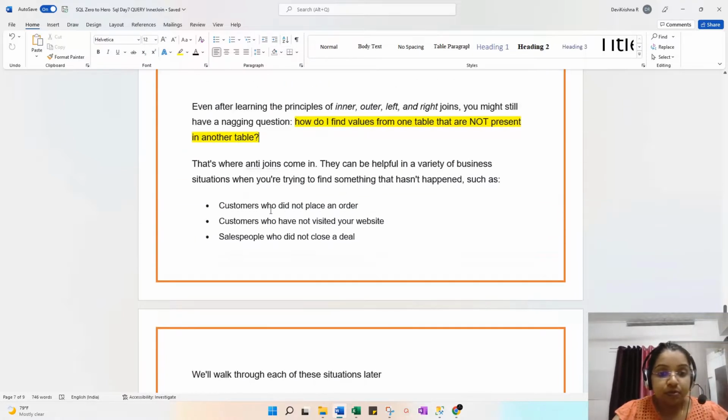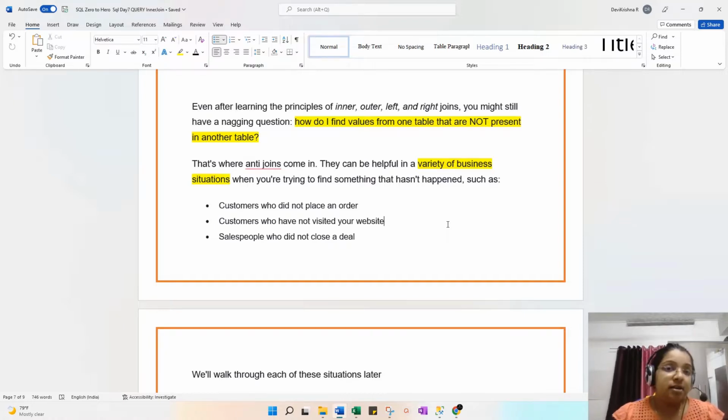There are a variety of business application situations. For example, the customers who didn't place an order, where the order table contains the details but we want the customers who didn't place an order. Another one is the customers who did not visit your website, because the customer table is there, but the customer visitor table doesn't contain those details. And the salespeople who didn't close the deal. These are closely related business problems.